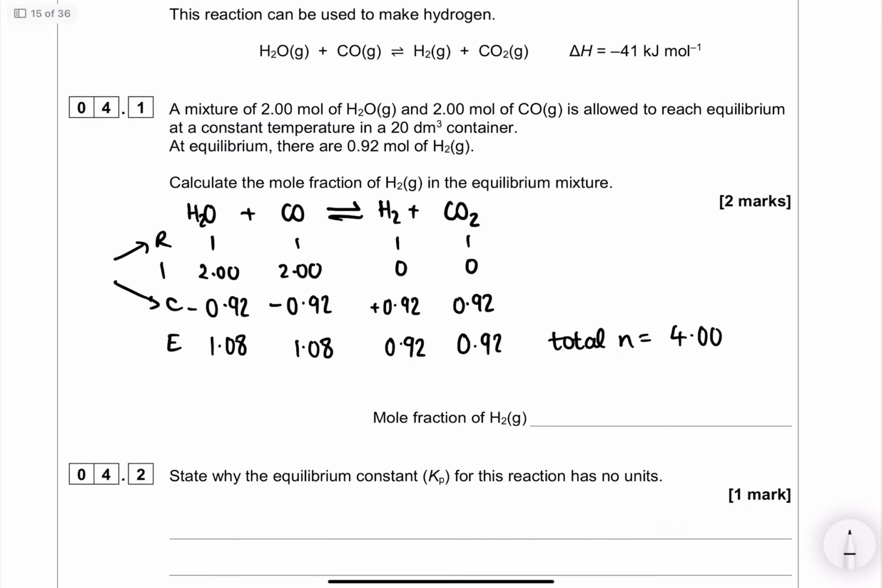And so the mole fraction of hydrogen is 0.92 divided by 4. And that is 0.23.